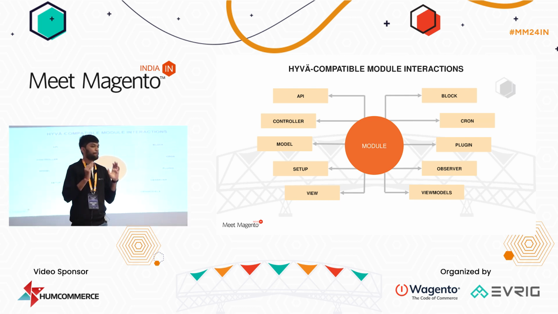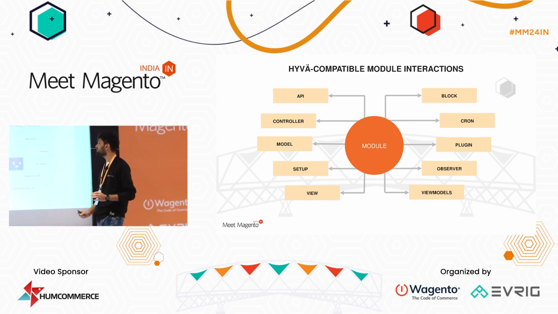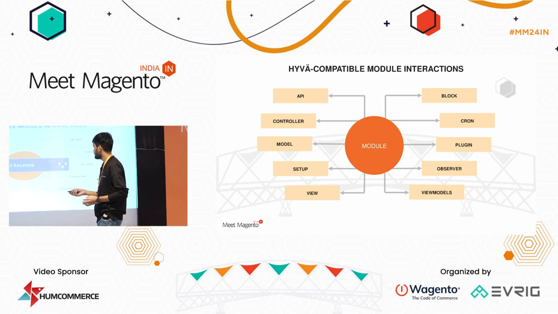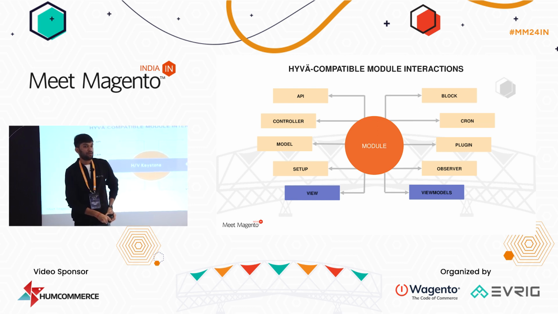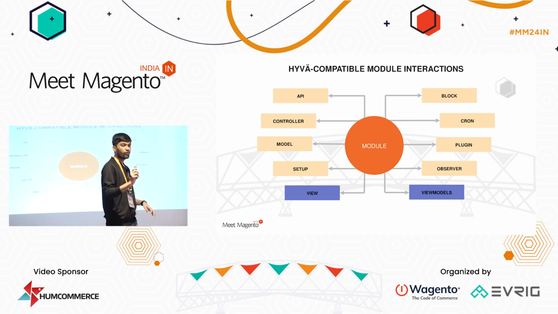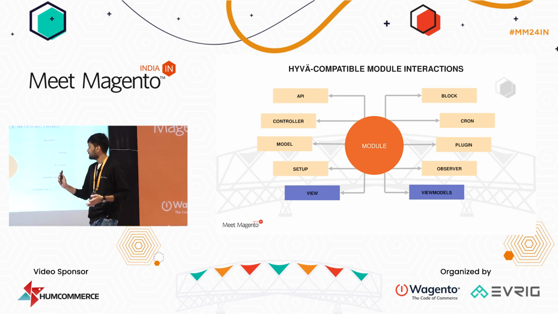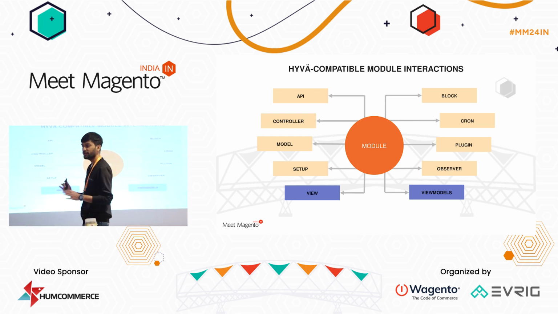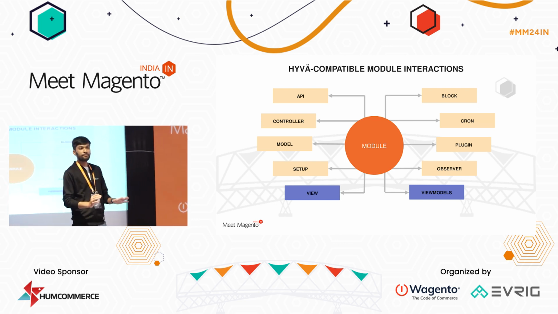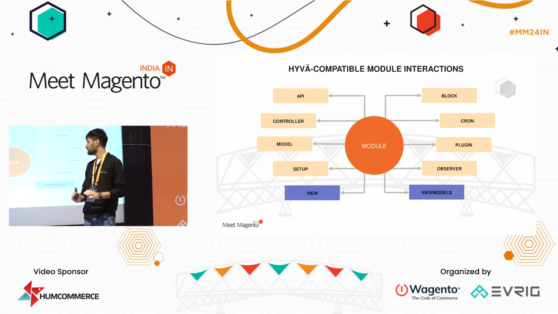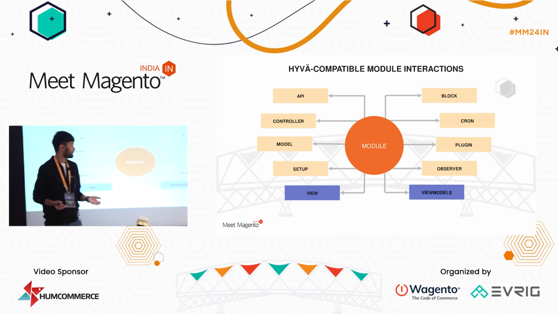So let's assume that our existing Luma module is as complex as it can get. It has many things like API, blocks, controllers and everything. But we only have to think about the view layer of the Luma based module, that is view and view models. We will only focus on view and view models, nothing else. We only need to make the PHTML files and the JavaScript files and all that compatible with our Hyva theme.